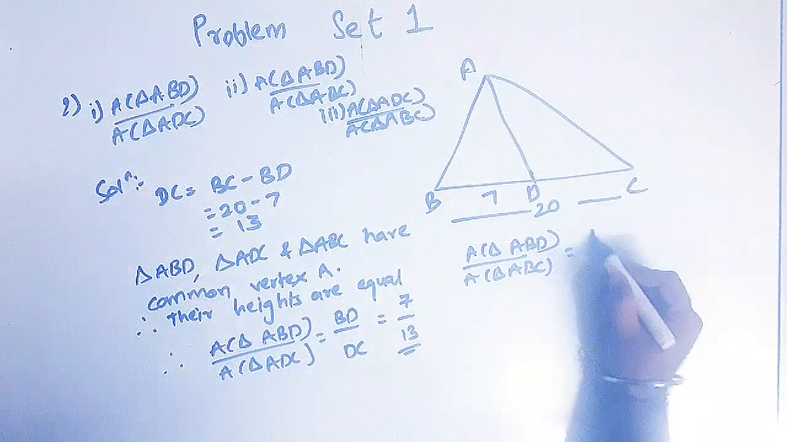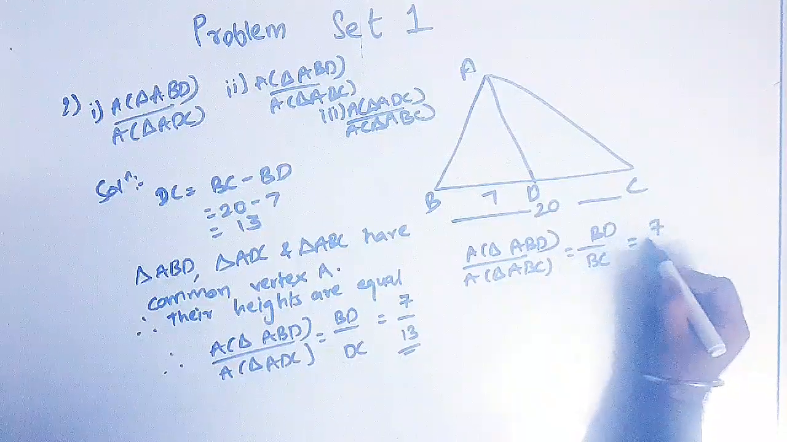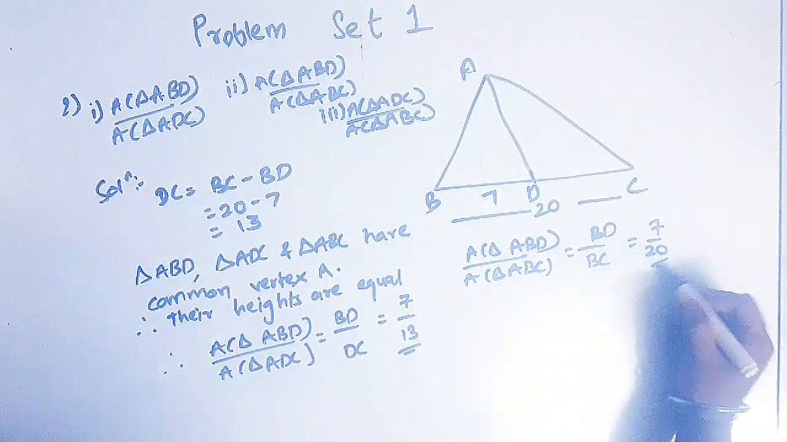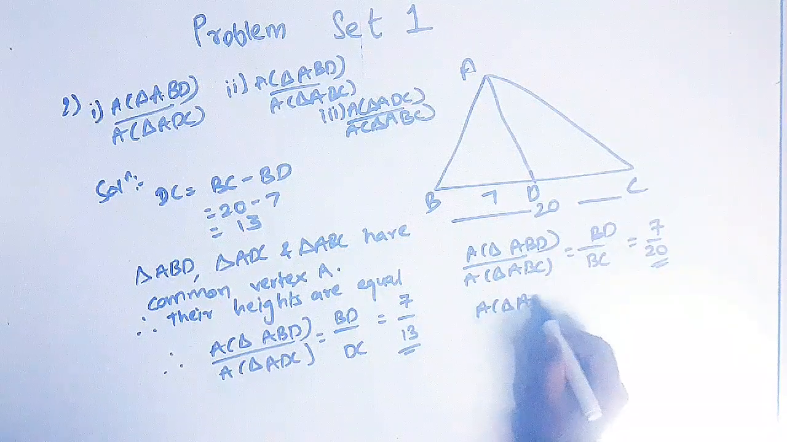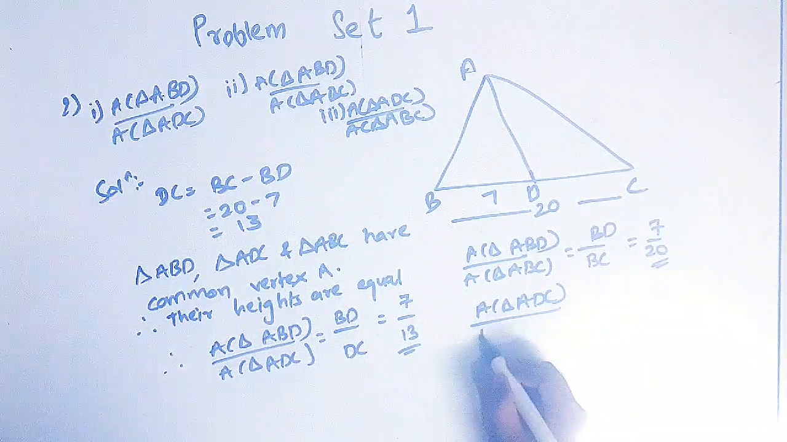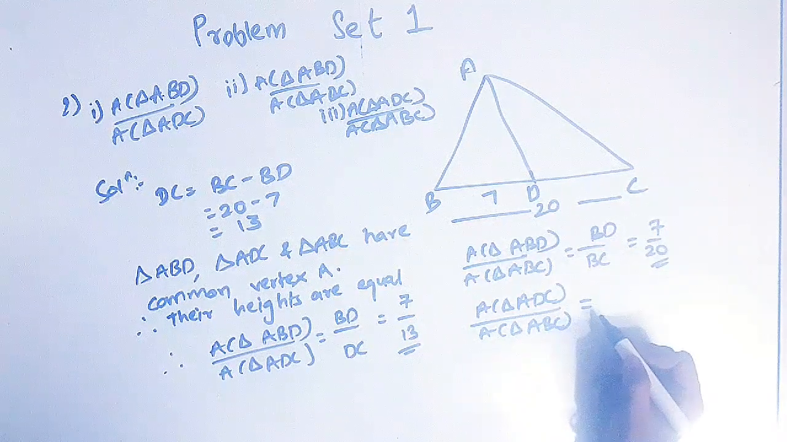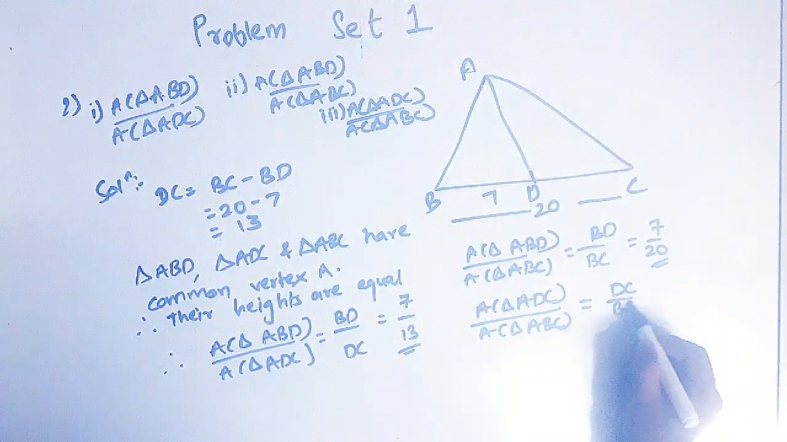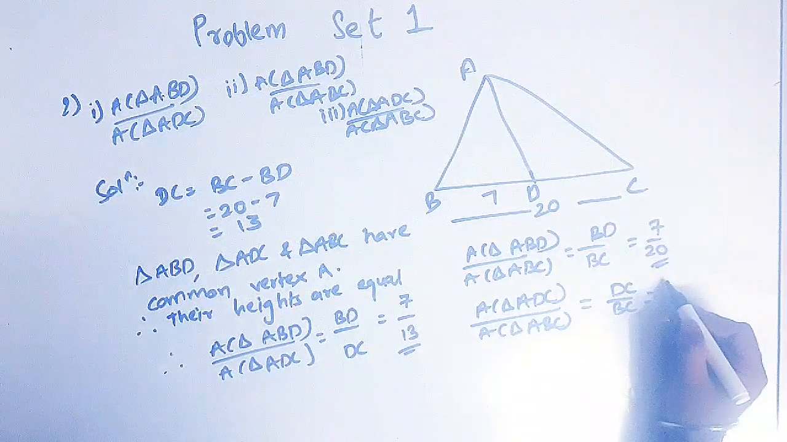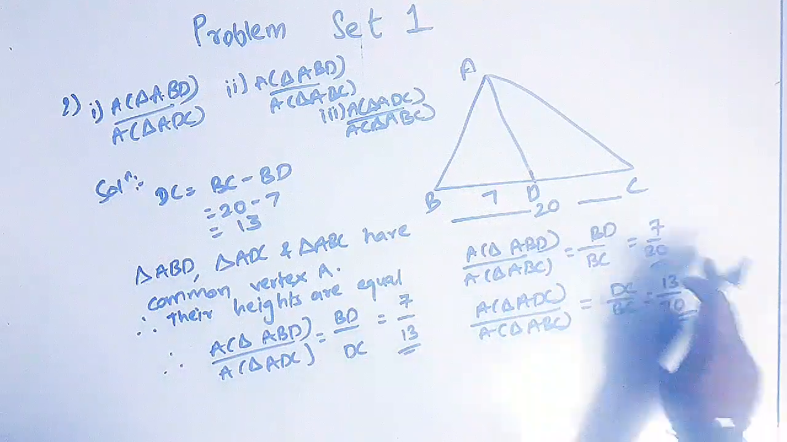ABD is BD and the base of ABC is BC. So that is 7 upon 20. Second one also we got. And the last one, area of triangle ADC upon area of triangle ABC equals ADC is DC upon BC. Okay, so DC is 13 and this is 20. So all three we got.